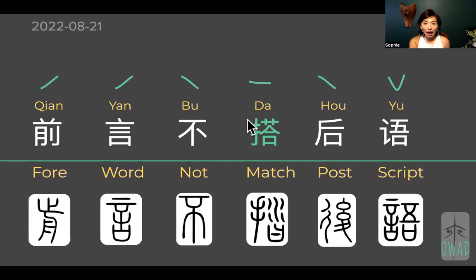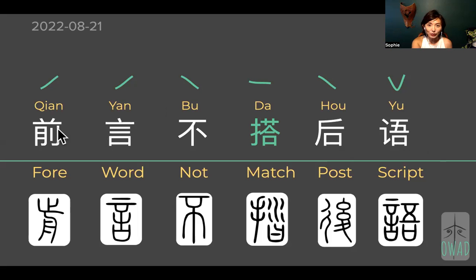So today we have 搭 continued in 前言不搭后语. It is a little bit long, so I guess it's a kind of contemporary expression. We do use it occasionally. It's a kind of lengthy way to say somebody is saying something and then they're not coherent, like you cannot really follow their logic, their jumps in between. So, okay, one by one is a lot.